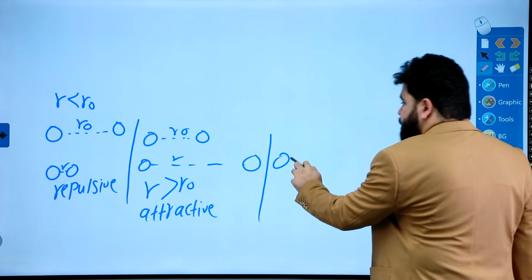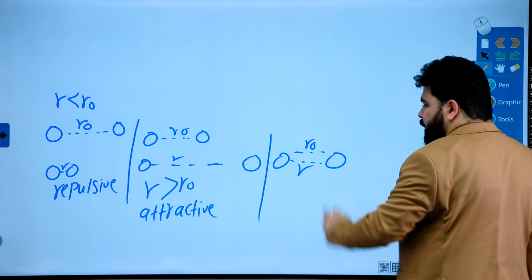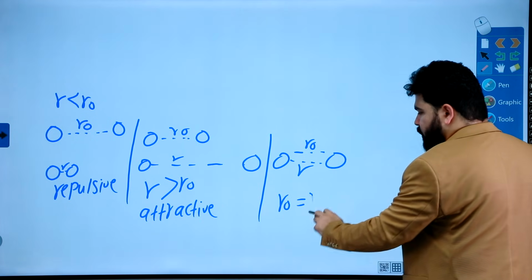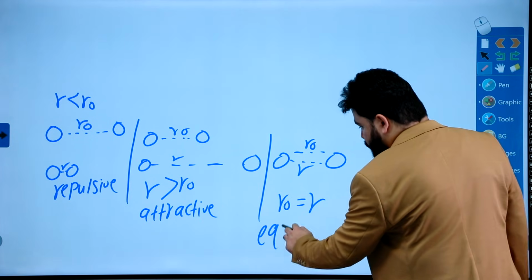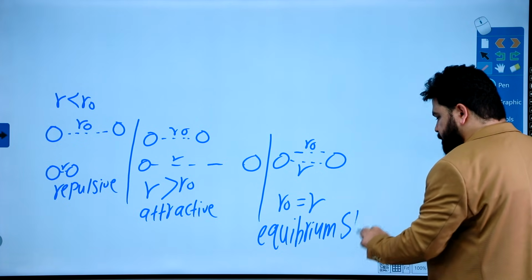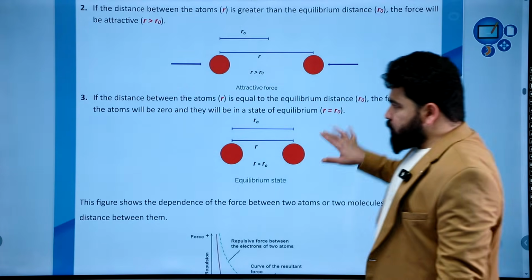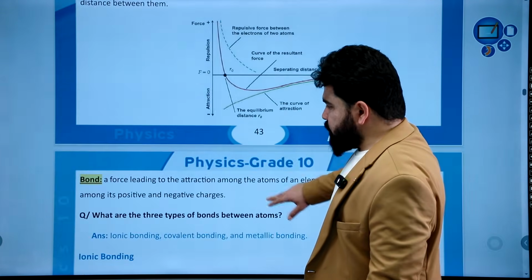What if you have two atoms, but they don't change the R naught, and R naught equals R? This is called the equilibrium state. Be careful. This is just basically when it comes to attraction and repulsion force between the atoms.